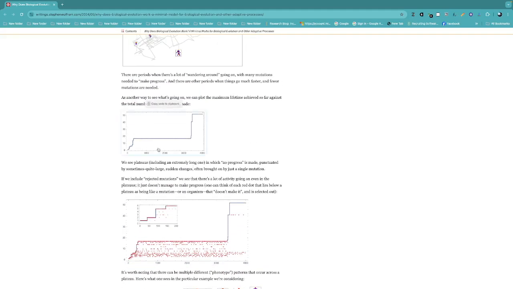So we can see from this plot here that we have this number of generations. We can plot the maximum lifetime achieved so far against the total number of mutational steps made. So obviously, the longer something persists, the more mutations it incurs. And if it incurs mutations and doesn't survive, then it dies. And so sometimes mutations can be good, and sometimes mutations can be deleterious. It just depends on if we pick the right ones. We see plateaus, including an extremely long one, which is here, where no progress is made. And I guess progress meaning persistence through mutation. And I don't really know if that's progress.